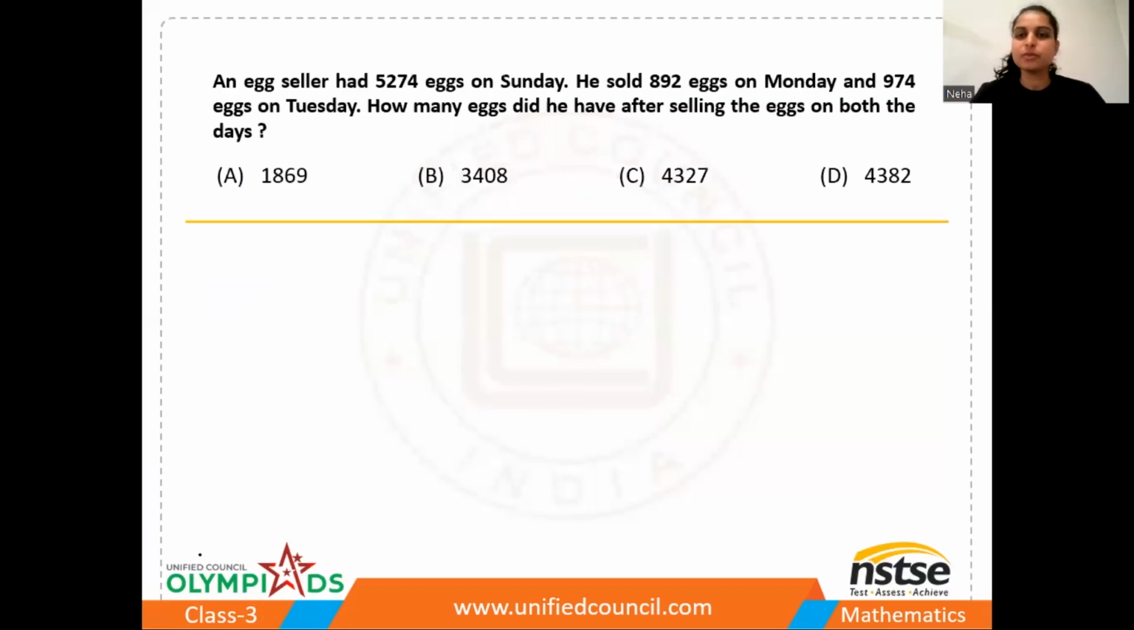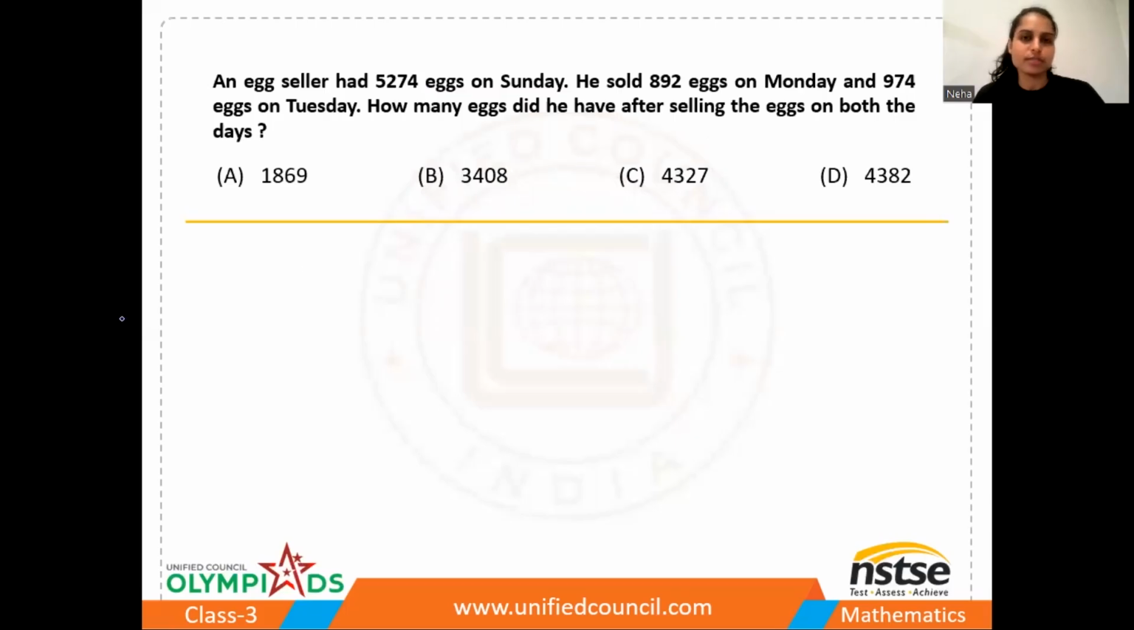Alright, then let's move to the next question. And here, student, this is your next question. An egg seller had 5,274 eggs on Sunday. He sold 892 eggs on Monday and 974 eggs on Tuesday. Then how many eggs did he have after selling the eggs on both the days?